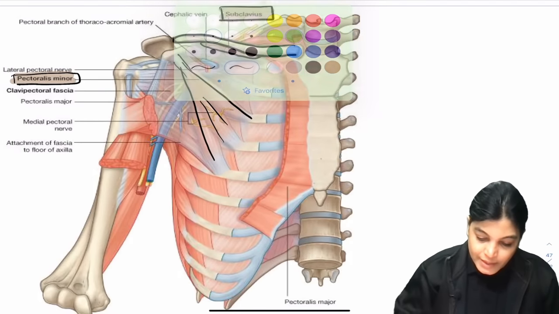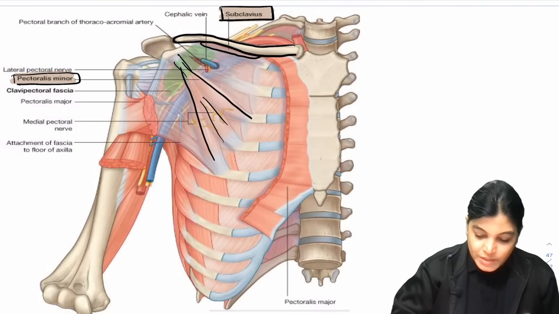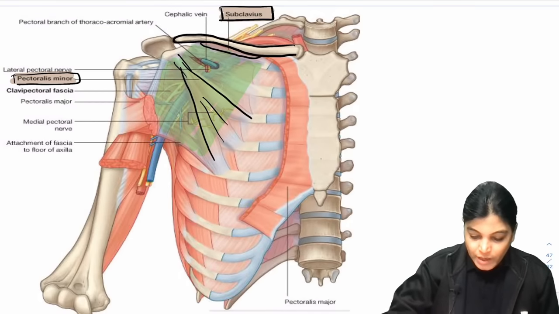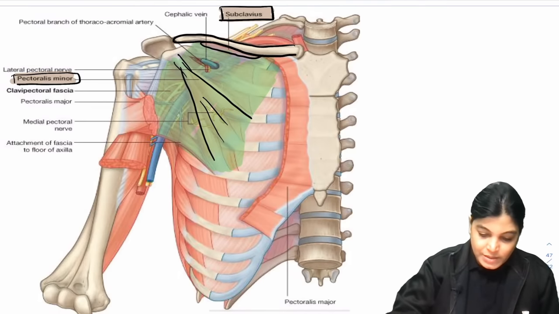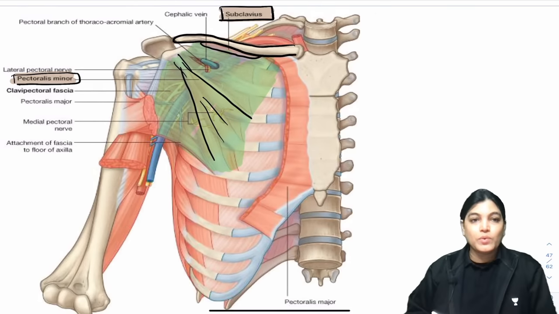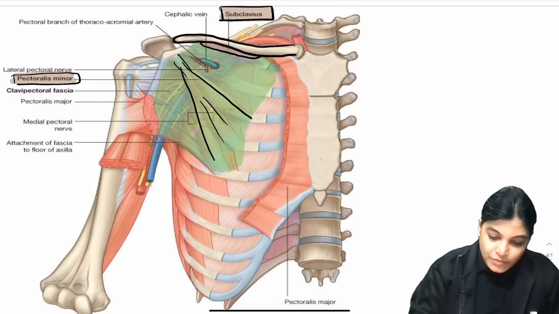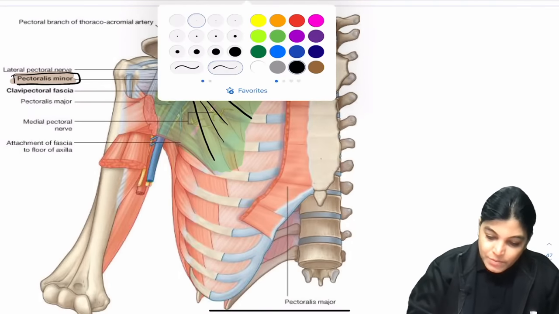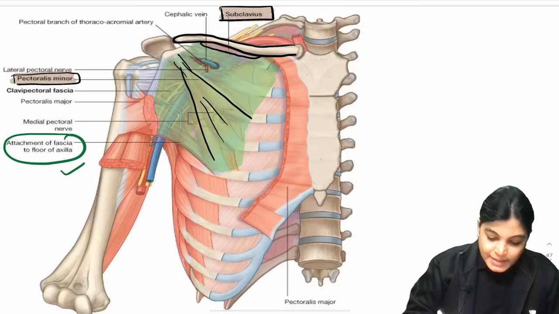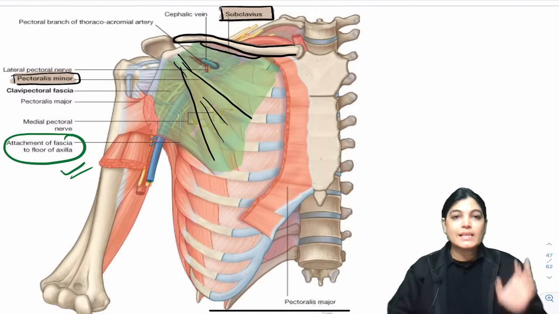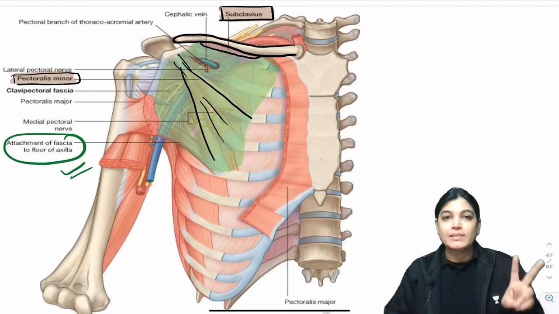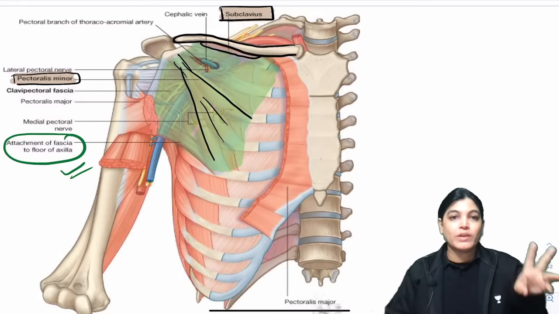And this whole green area which I am showing you is the clavipectoral fascia. Lower down, it will merge with the attachment of the axilla. See here, this is the vertical extent. In this extent, it is enclosing two muscles, subclavius and pectoralis minor.